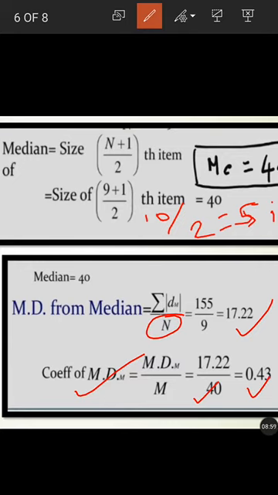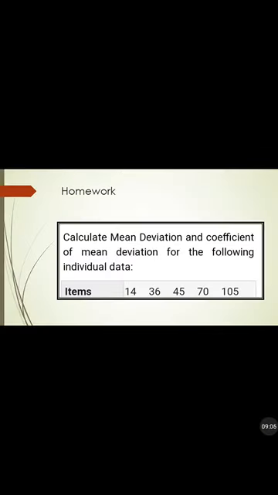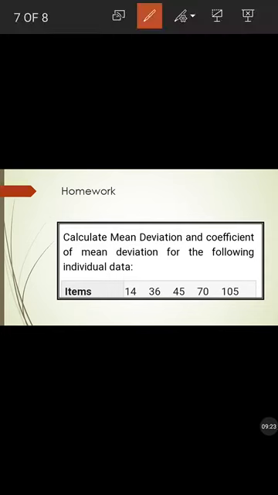Okay, I hope you all understood this problem. You have to do the homework problem also. I have given the homework problem in the next slide. You can go through the slide. So what is a homework problem? Calculate mean deviation and coefficient of mean deviation for the following individual data. So you have covered your homework for mean deviation from mean. Today you have to calculate mean deviation from median. Okay, this is a homework problem.